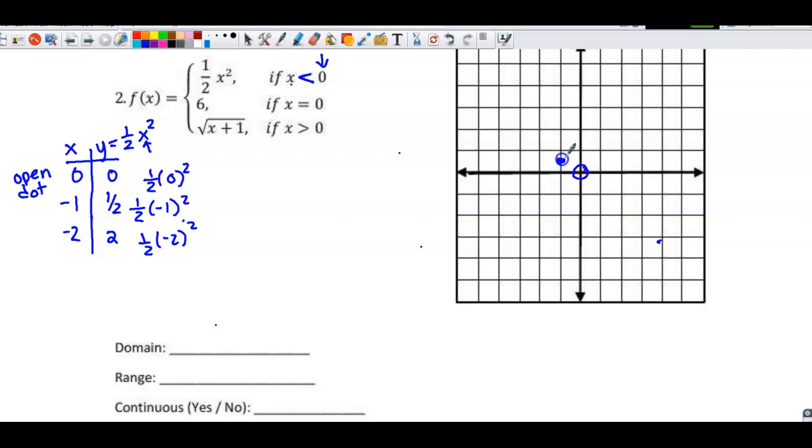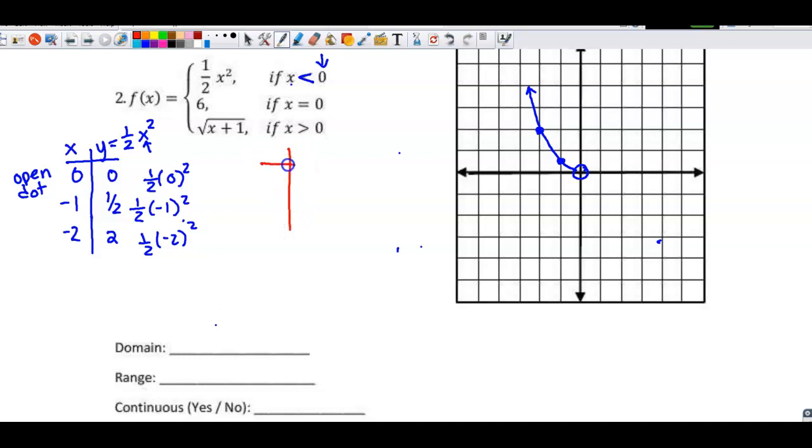So that's going to be right here, and -2, 2, and that's going to be here. So it looks like my graph, and because this goes on forever and ever, it goes like this. Okay. Next, I'm going to do this next one in red, the middle one.